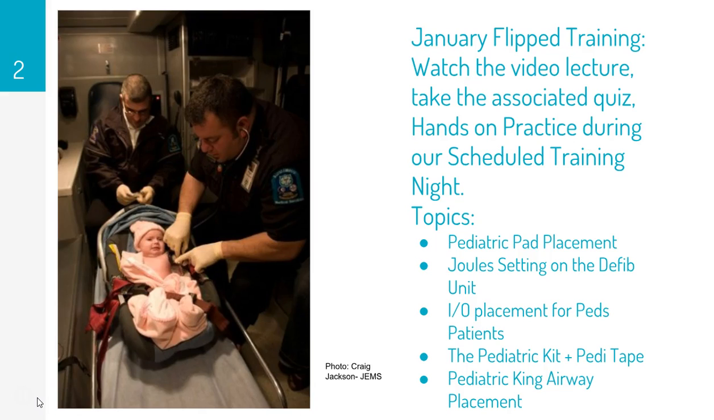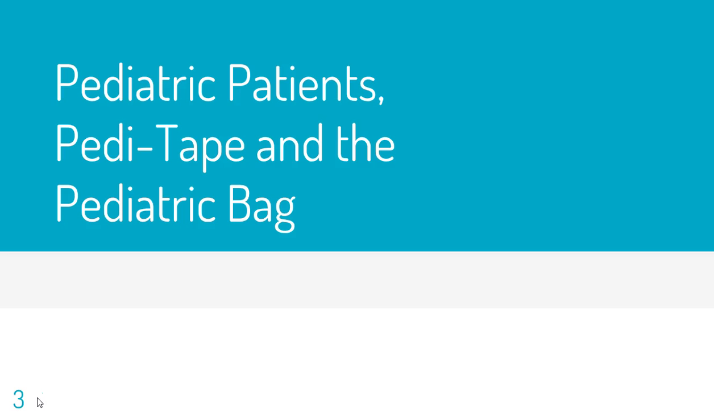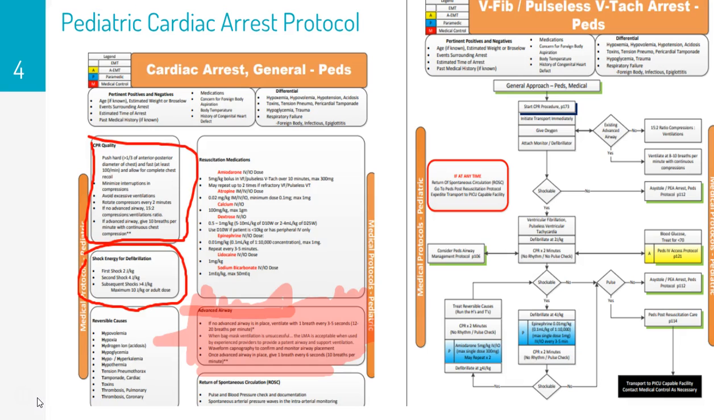We're going to cover things like pediatric pad placement, a reminder on how to set joules on the defibrillator unit for pediatric patients when working a pediatric code. We'll review the IO placement for our AEMTs. We'll take a quick look at the pediatric kit, and also Dean will review pediatric King Airway placement with you guys. A couple of things to remember about pediatric patients and what they are.